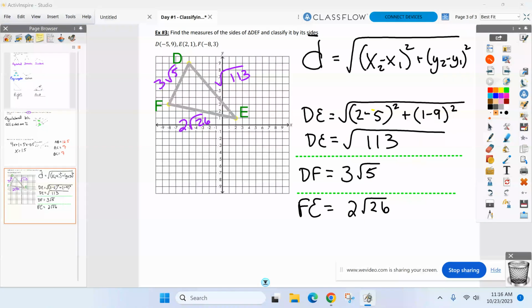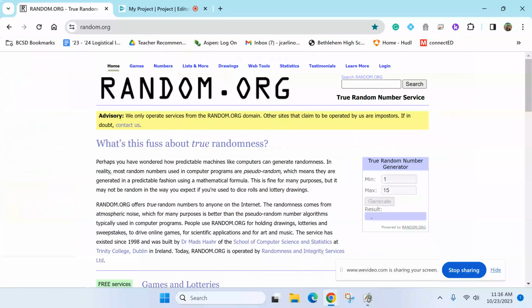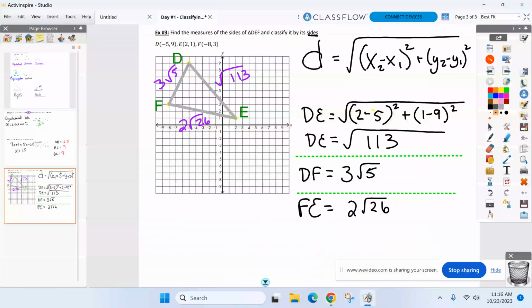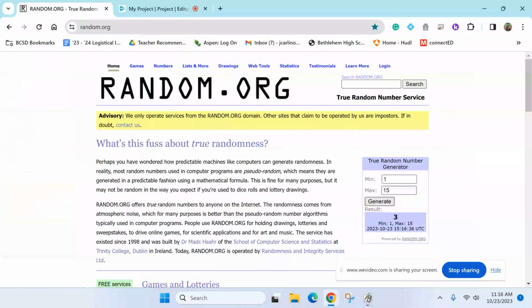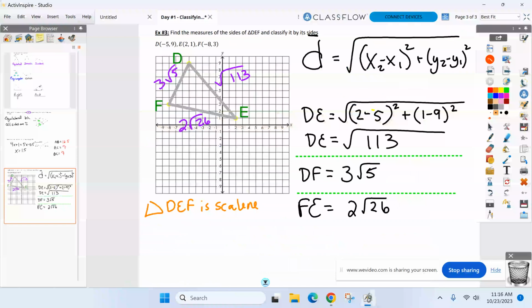So now we can say this triangle DEF is what type? Zoe, what type we got? There you go. Good work. So triangle DEF is scalene. And you know I want some type of justification here. So why did Zoe say it was scalene? Aiden? Because all the sides are equal. Done. Because no sides are equal.